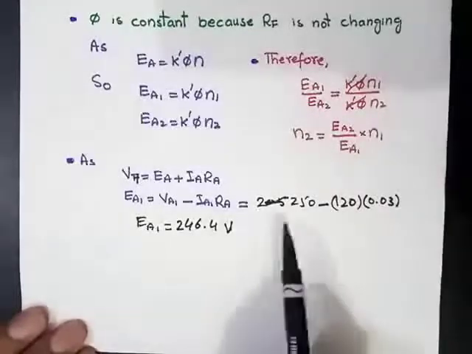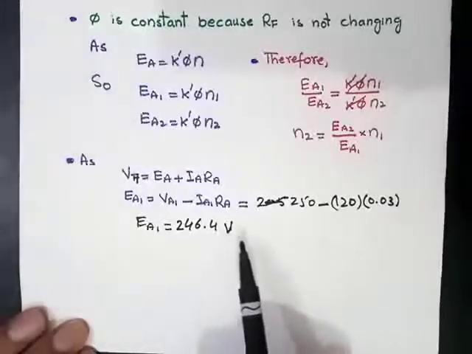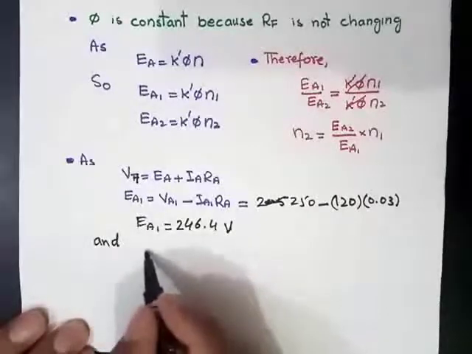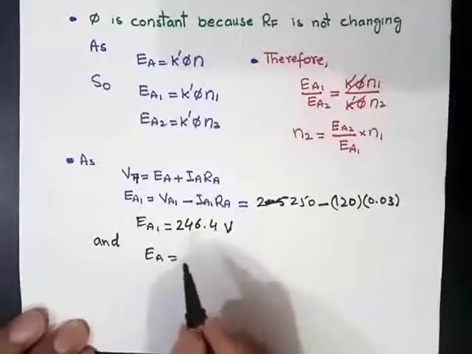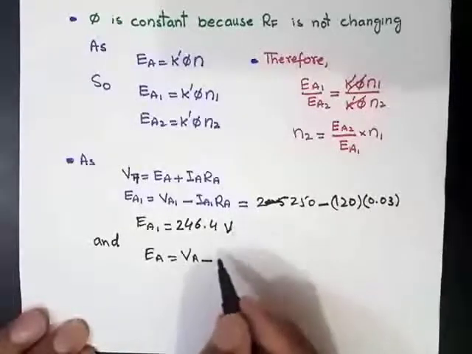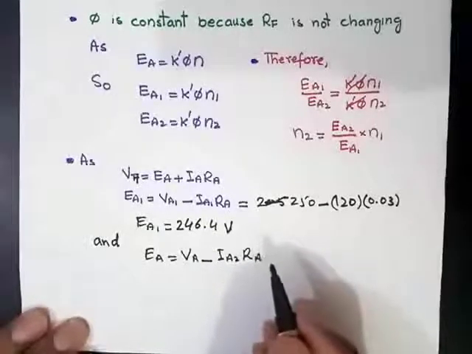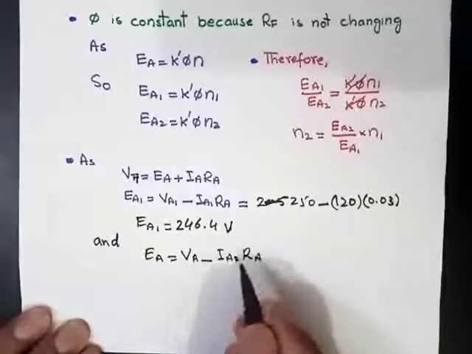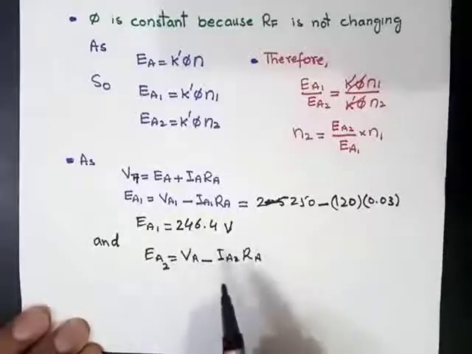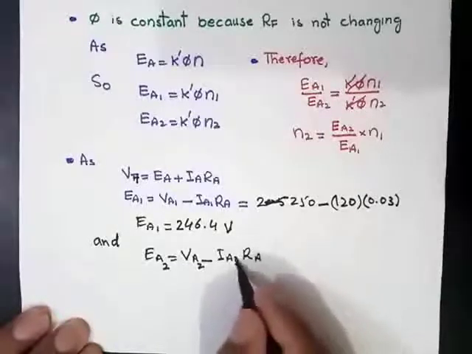By solving this, we get the value of EA1 is equal to 246.4 volt. And now we will calculate the value of EA2, as EA2 will be equal to VA minus IA2 into RA.